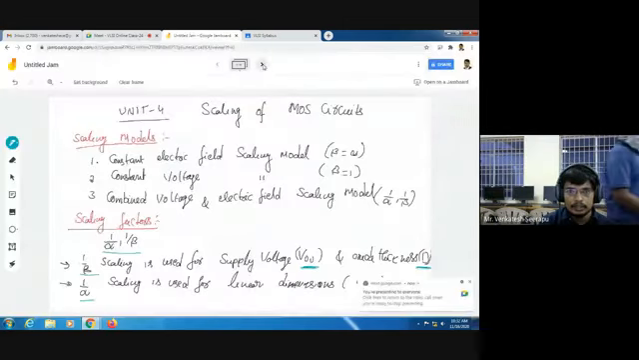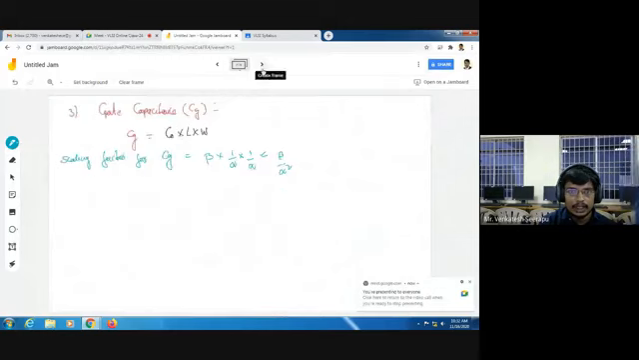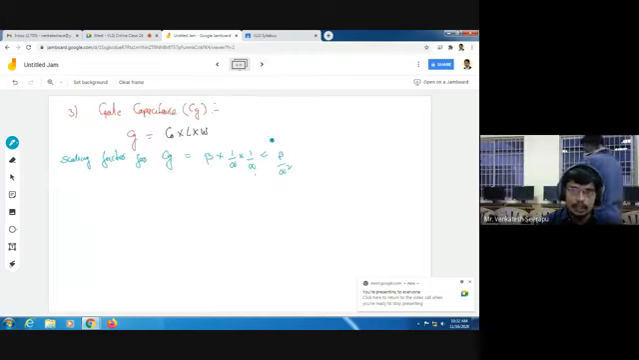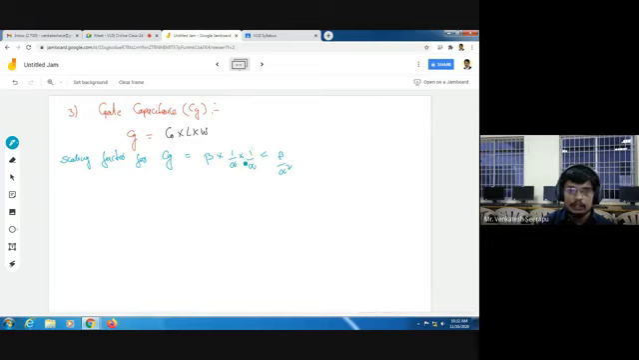In this way we will calculate the scaling factor for different parameters. Now the CG is having a formula C naught into L into W. For C naught, we have already calculated a scaling factor, which is beta, and for L the scaling factor is 1 by alpha, and for W also the scaling factor is 1 by alpha. The total scaling factor will become beta by alpha square.